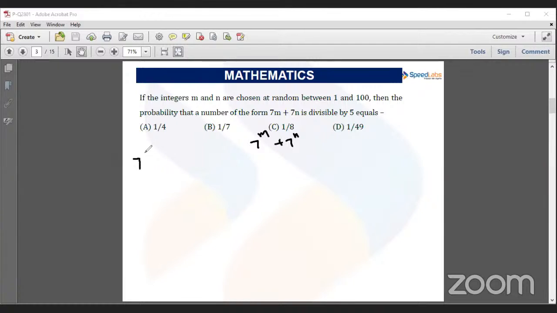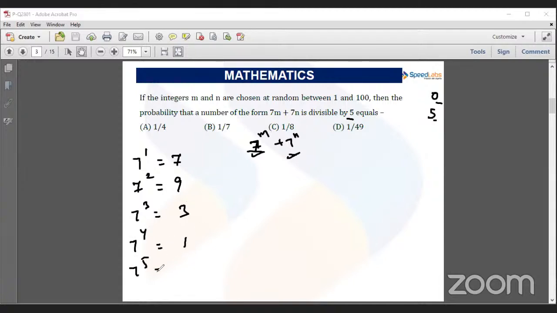So we have 7 power m and 7 power n, and if the number is divisible by 5, then the sum of the numbers should end with a 0 or a 5. So whatever number comes, at the end of the sum, 0 or 5 should come. For that we need to see how 7 power m behaves. So 7 power 1 is 7, 7 power 2 ends with 9, 7 power 3 will end with 3, 7 power 4 will end with 1, 7 power 5 will again end with 7, 7 power 6 will again end with 9. So the pattern follows.